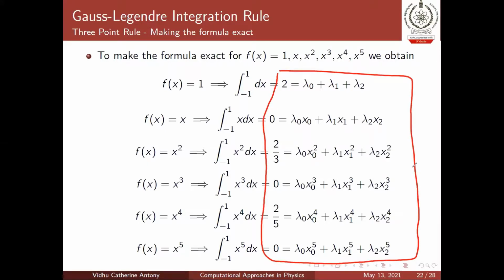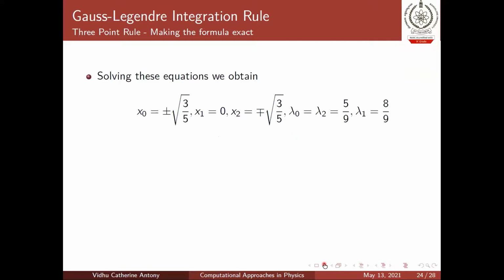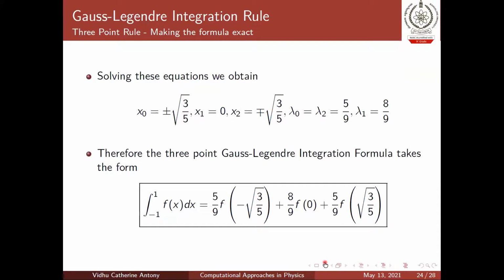These are the set of equations that you have here, and you solve them. That is your homework. So your homework is what? Compute all the unknown parameters for the 3-point rule. That is lambda 0, lambda 1, lambda 2, x0, x1, x2. All 6 of them. Once you solve these equations, this is what you get: x0, x1, x2, and lambda 0, lambda 1, lambda 2. This is how it's going to look.